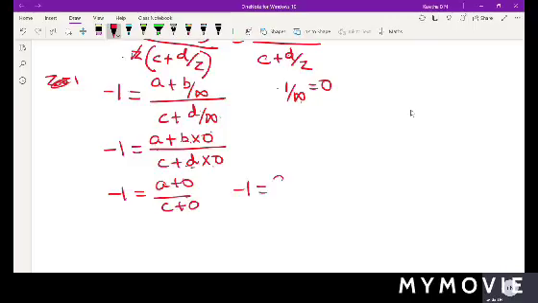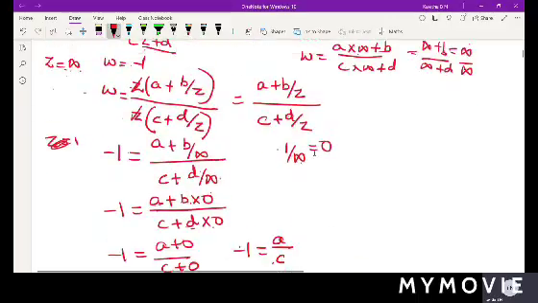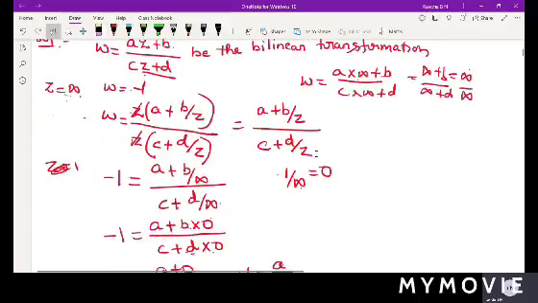Means minus 1 is equal to a by c. Then c shifted to the LHS side: minus c is equal to a, means a plus c is equal to 0. Call it equation number 1.